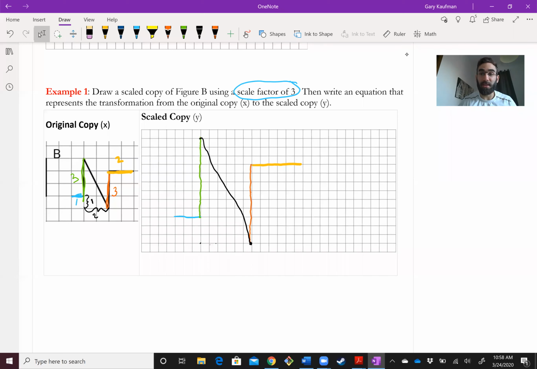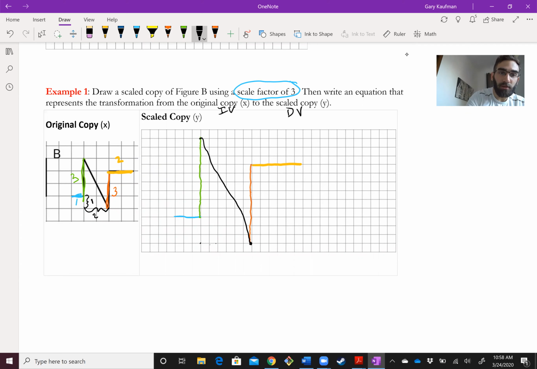Now I asked you to then write an equation that represents the transformation from the original copy to the scaled copy, because our original is our independent variable, which is therefore going to our dependent variable.